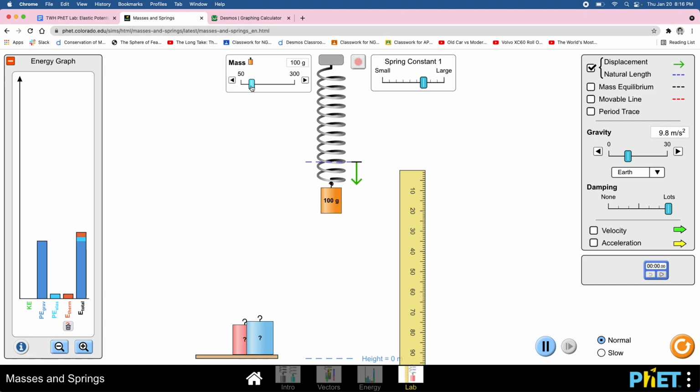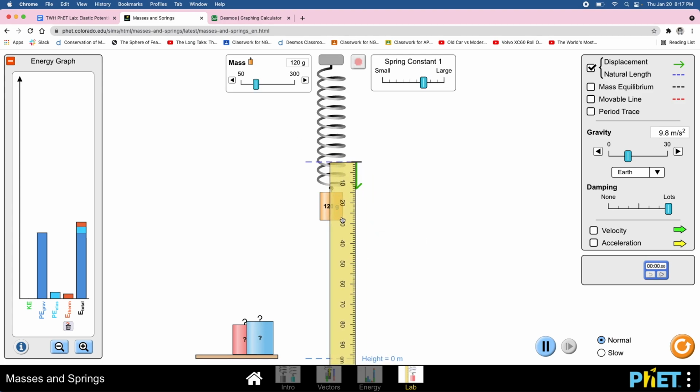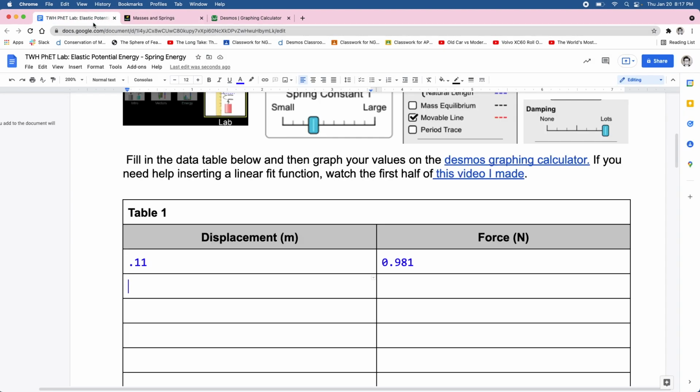Okay? Now I'm going to do this by varying the mass, and I'm going to record the corresponding displacement. The next random mass that I chose is 120 grams. When the 120 gram mass is hanging from the spring, I get a value that is like 13.5 centimeters, or 0.135 meters.